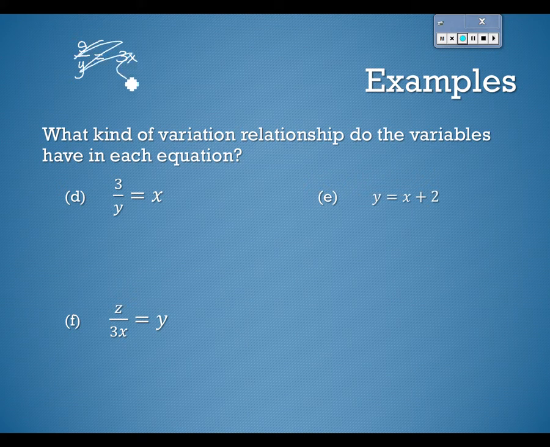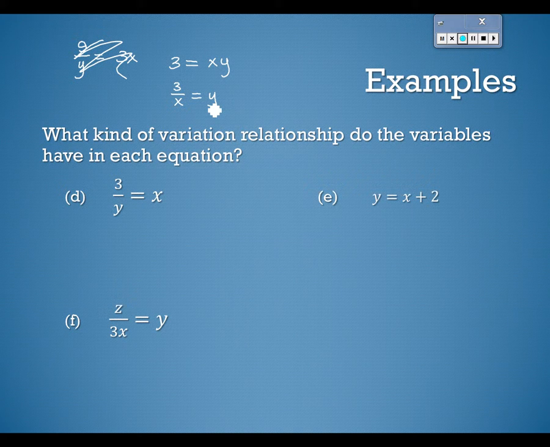Anything else someone wants to do? Multiply by y. If you multiply both sides by y, you get 3, the y goes away, equals xy. Does that help us at all? I don't know. And then you divide by x. Oh, okay. Okay, Natalia. I see where you're going with this now.